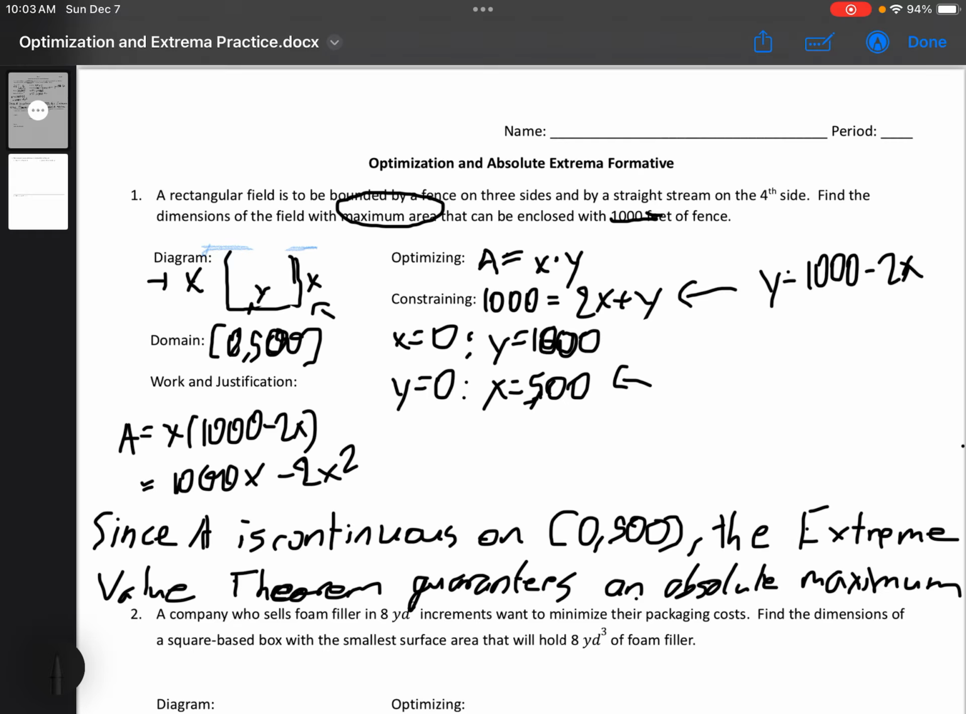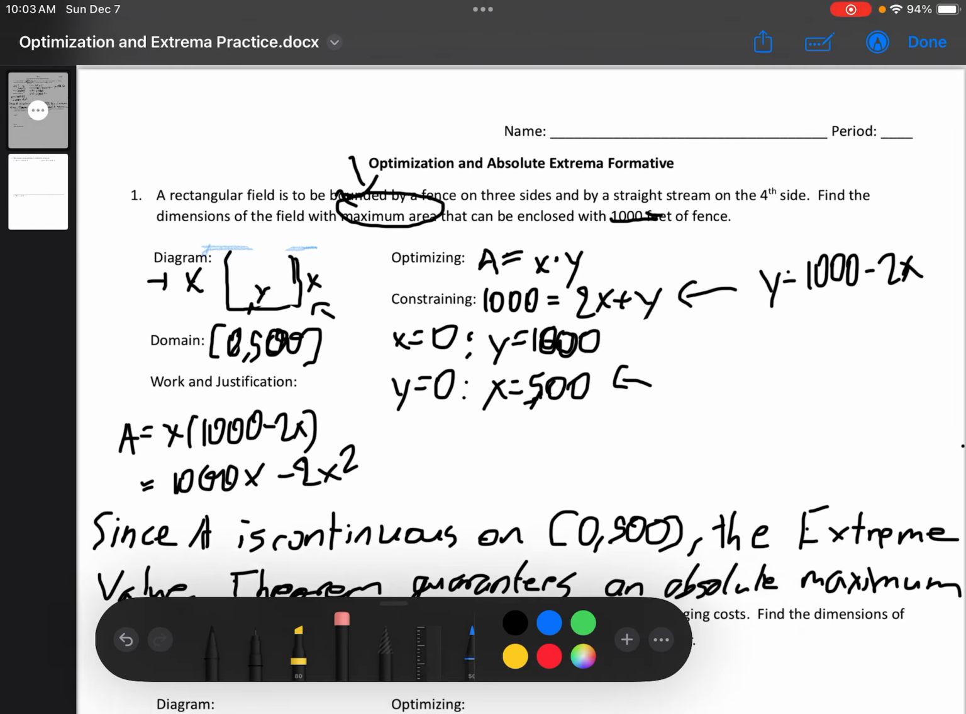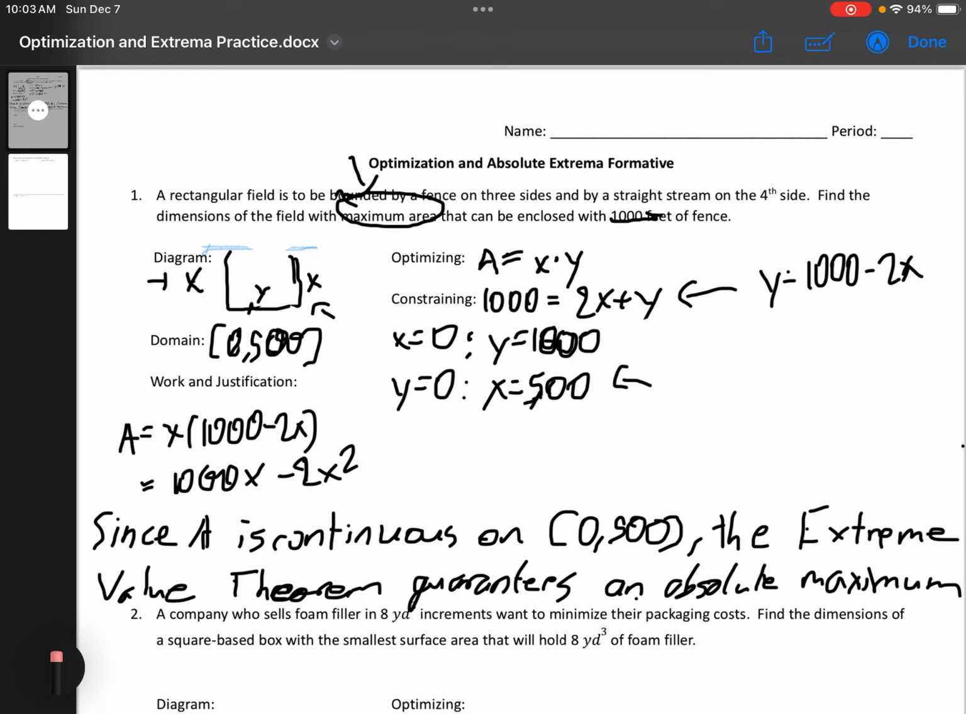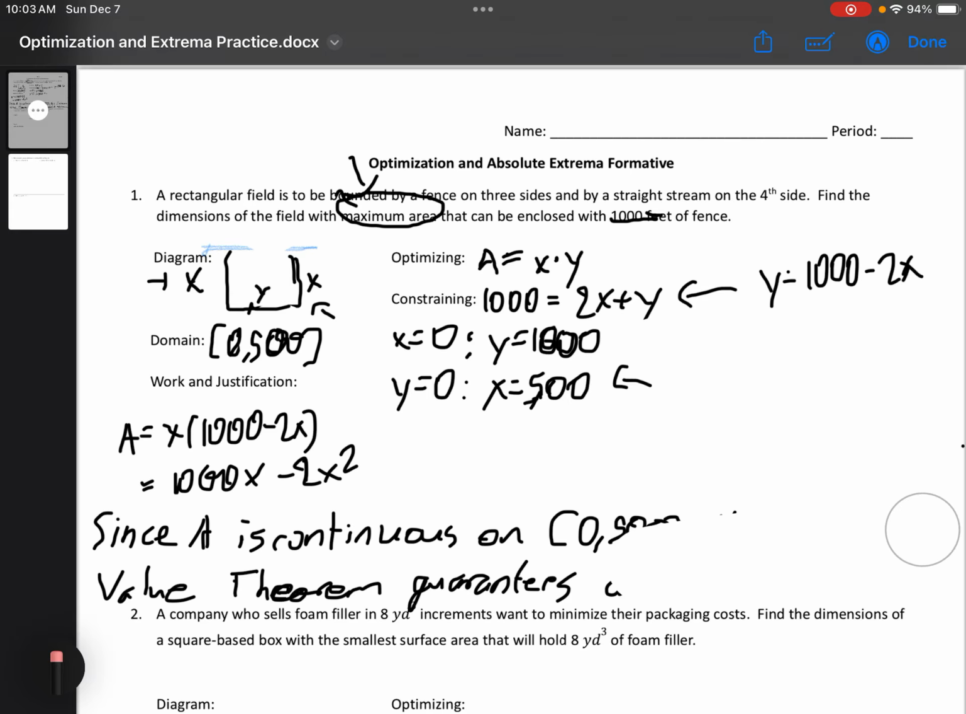Why does the extreme value theorem guarantee an absolute maximum, and why are we writing this instead of guaranteeing absolute extrema? It's because absolute extrema also includes the absolute minimum. However, in this case, we're asked to find the maximum area. So we want to find the absolute maximum of the area equation. So you would write, since A is continuous on the domain, the extreme value theorem guarantees an absolute maximum, which is what you're trying to find. This is how you should structure your initial sentence, how you're going to say that you're using the extreme value theorem.